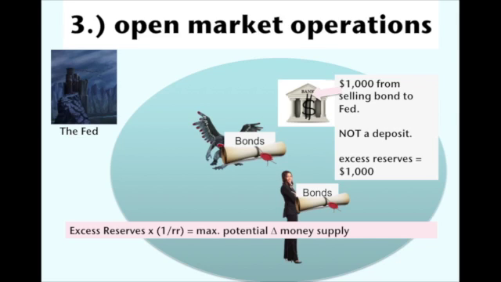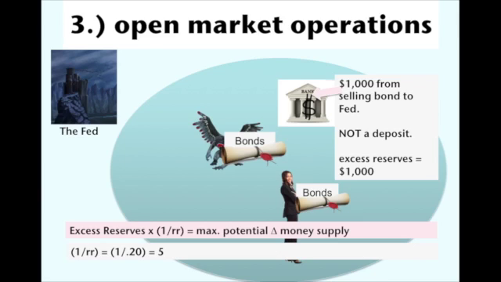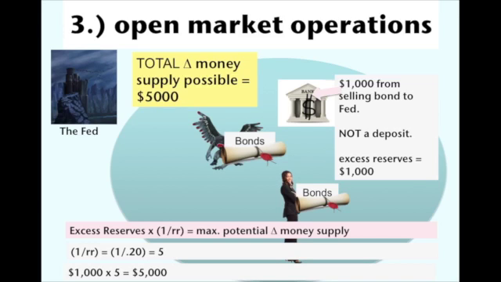Let's assume the reserve requirement is 20%. Remember the equation from one of the previous lessons stating that excess reserves times 1 over the reserve requirement as a decimal equals the maximum potential change in the money supply. Since we said the reserve requirement was 20%, the deposit expansion multiplier is 1 over 0.20, which is equal to 5. We find out through the Fed's action of buying $1,000 worth of bonds from a commercial bank, the banking system would be able to increase the money supply by $1,000 times 5, which is $5,000.